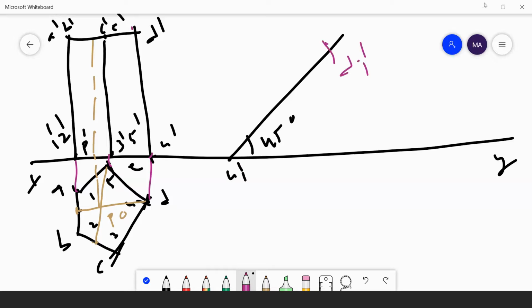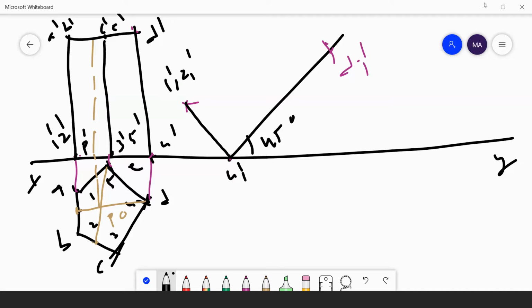Then I have measured the distance from 4 dash to 1 dash. I have taken 4 1 dash as a center and cut an arc here. I measured the distance from D to 1 dash, taken D 1 dash as a center, and cut this arc here. And I have joined both of these points. We will get here 1 1 dash, 2 1 dash.